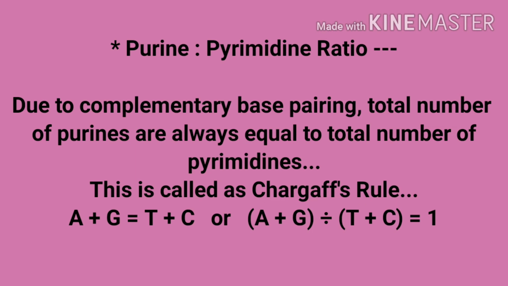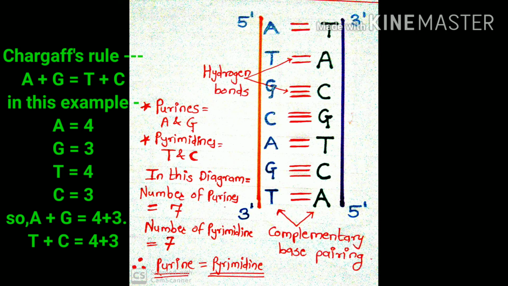The next important thing is the purine to pyrimidine ratio. Due to complementary base pairing, the total number of purines is always equal to the total number of pyrimidines. This is called Chargaff's rule. Because if a purine is present on one strand of the DNA, then obviously on the opposite strand of the DNA there will be a pyrimidine. So the number of purines is always equal to the number of pyrimidines. This is Chargaff's rule. That is, A plus G is equal to T plus C.